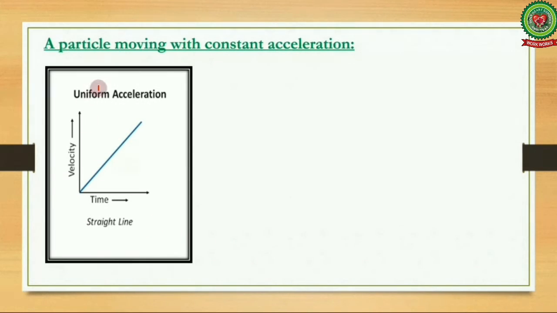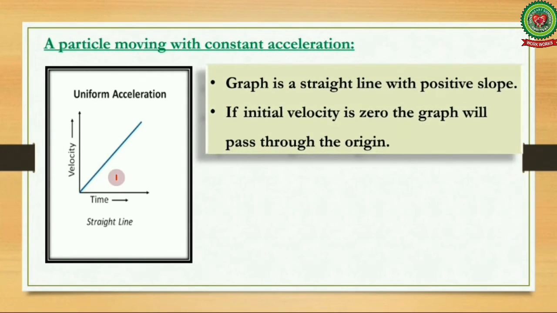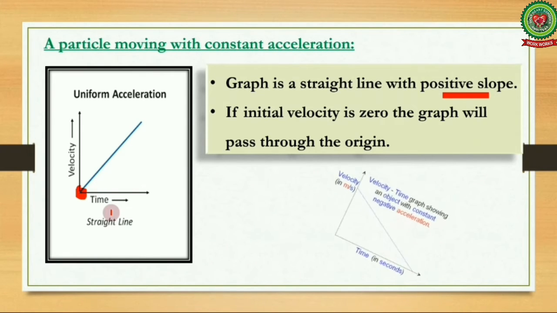Next is when a particle is moving with constant acceleration. So the graph will be like this. It tells us that the graph is a straight line with positive slope. And secondly, if the initial velocity is 0, the graph will pass through the origin, like here, it is passing through the origin.